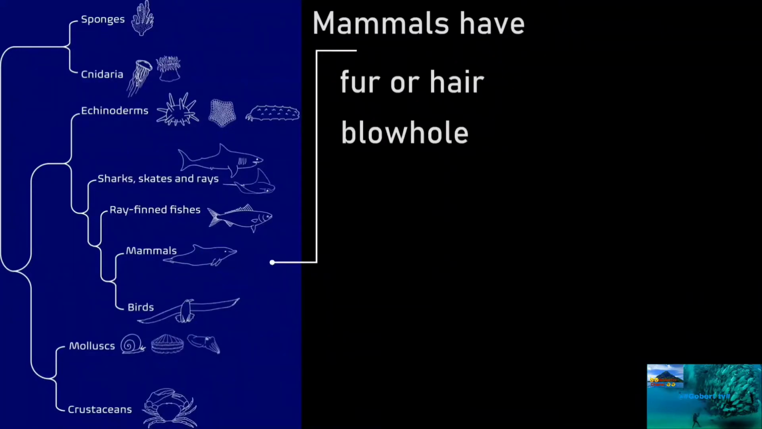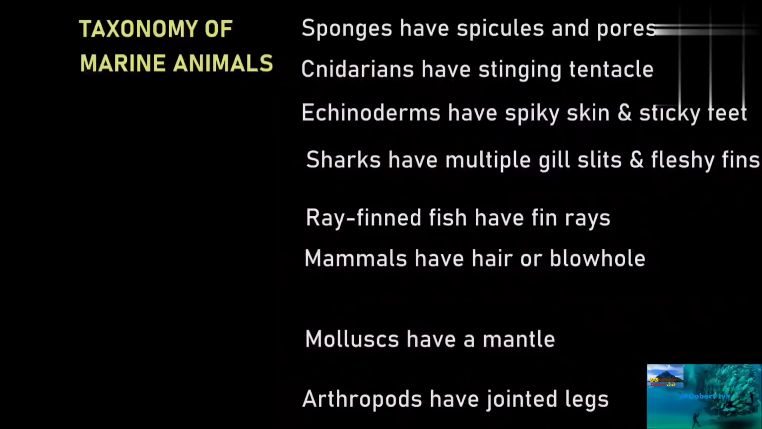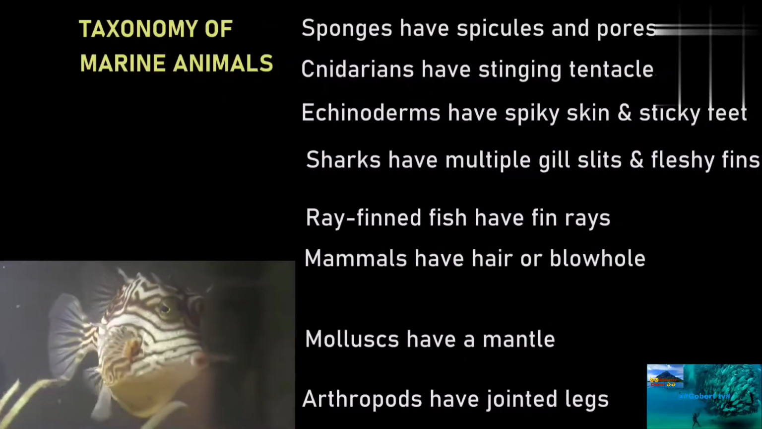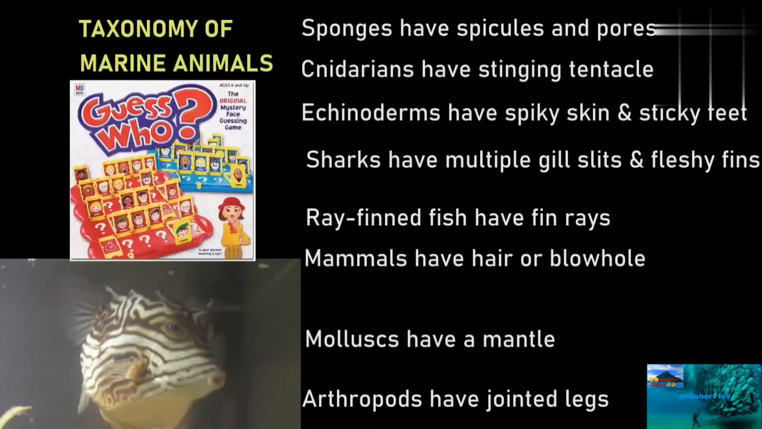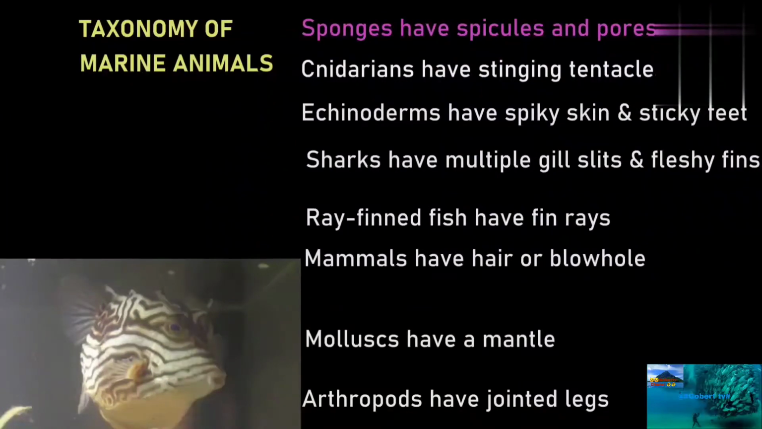whales, dolphins and porpoises. Now we have a list of features that we can use to classify a marine animal. So we call this list our taxonomy of marine animals. Let's test it to see if we can identify this animal. When you use a taxonomy, it's a bit like playing the game of Guess Who. Does it have a body made of spicules with paws?